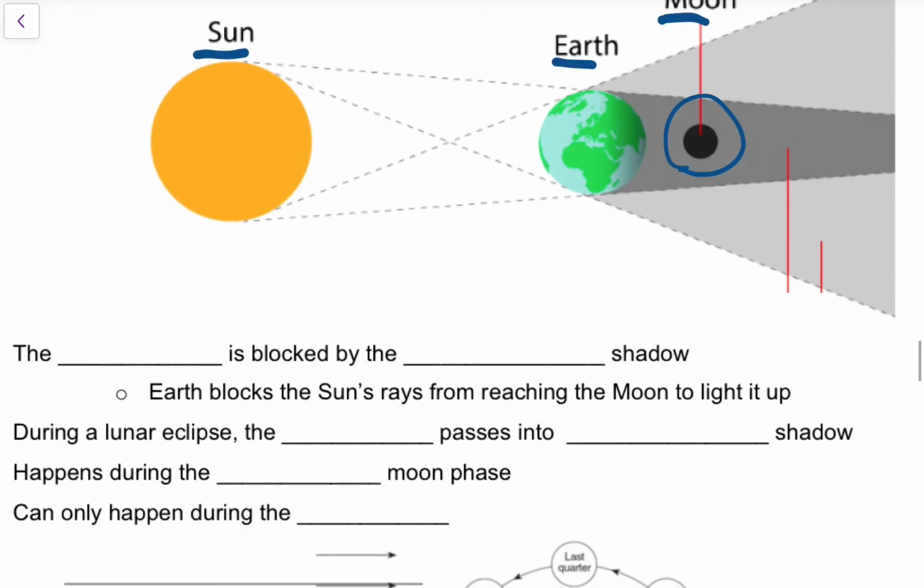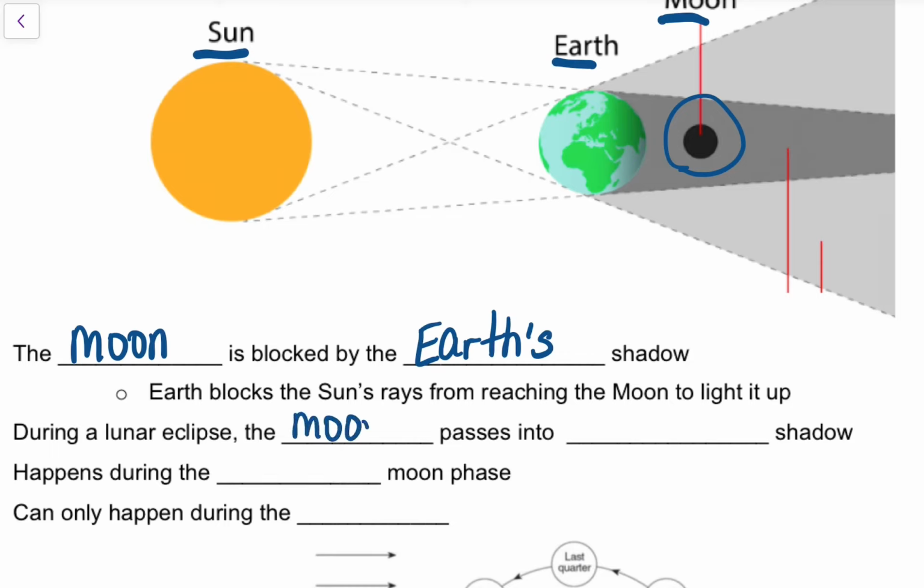For our notes, in a lunar eclipse, the moon is blocked by the Earth's shadow. Earth blocks the sun's rays from reaching the moon to light it up. During a lunar eclipse, the moon passes into Earth's shadow.